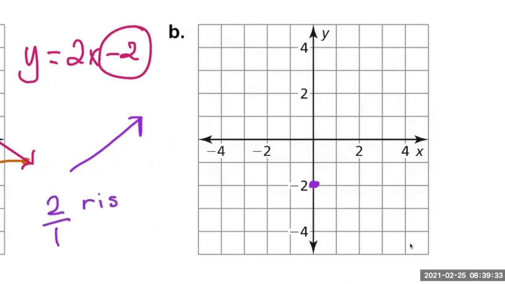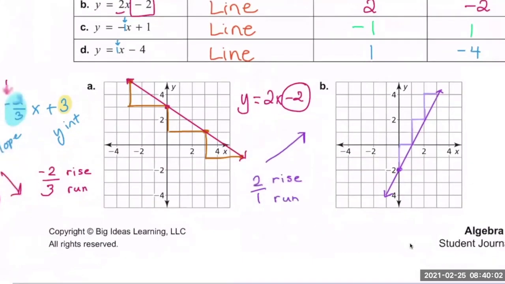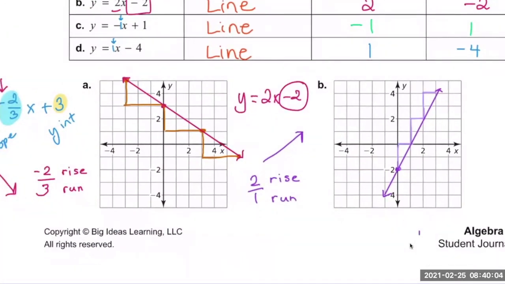So rise and run. So I'm going to rise 2, run 1. Rise 2, run 1. And so now from here, I'm going to go ahead and create my straight line. And there you have it. Done. So pause here so you can do C and D on your own.